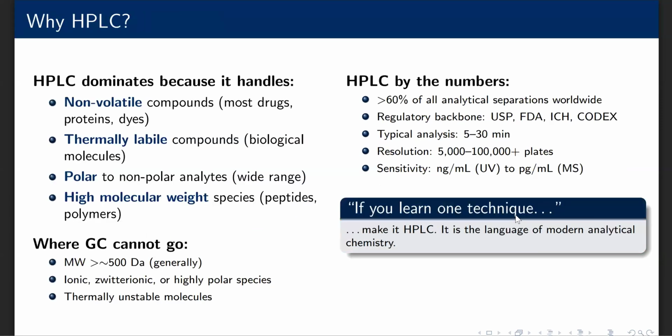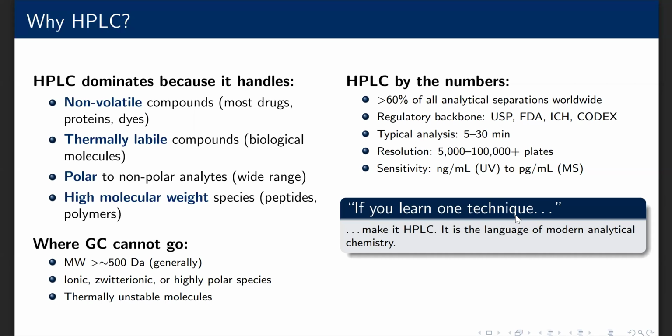Why do we use HPLC? Let me motivate you by explaining why. HPLC handles everything that GC cannot: non-volatile compounds, thermally fragile molecules, large biomolecules, and ionic species. That covers the vast majority of analytes in pharmaceutical QC, food safety, environmental monitoring, and clinical chemistry.